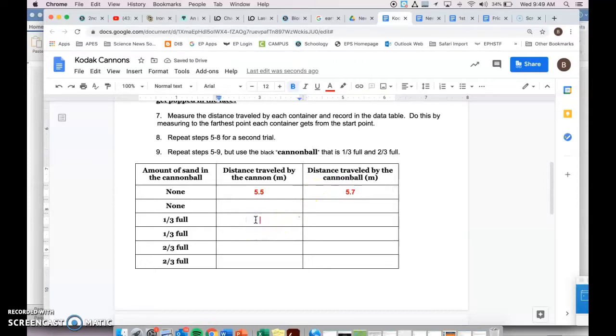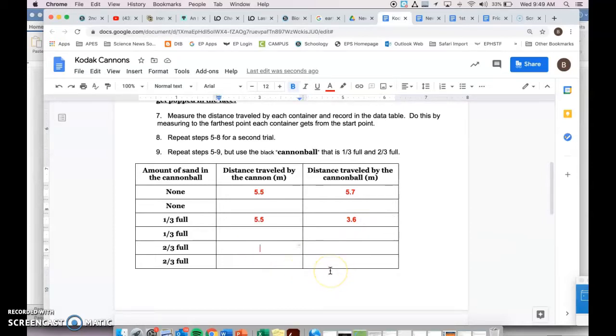Now when things are 1/3 full, the cannon again travels about 5.5 meters. The cannonball, now we're adding mass to the cannonball. So the cannonball is increasing mass, so it should be the same amount of force, but with more mass you know that there's not going to be as much acceleration because of that inverse relationship between force and between mass and acceleration. And so it's only 3.6.